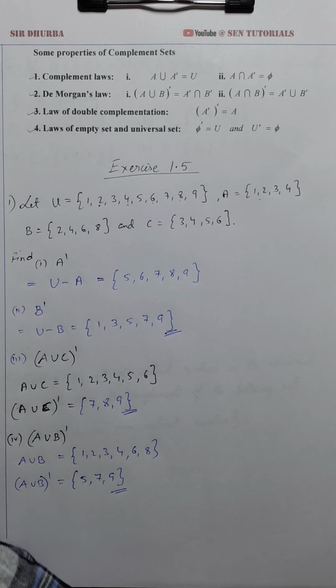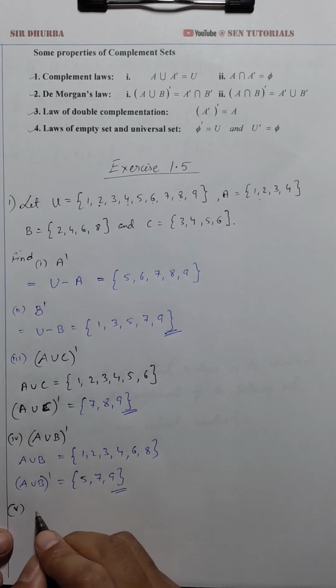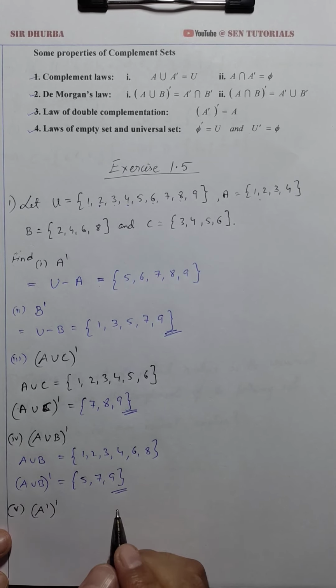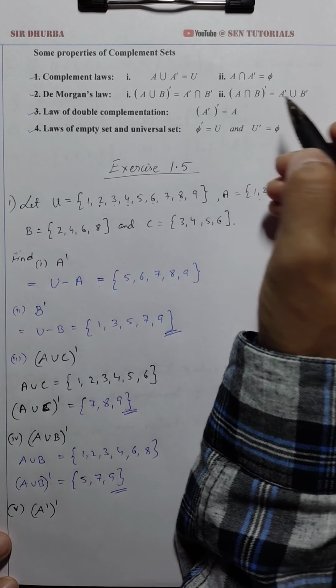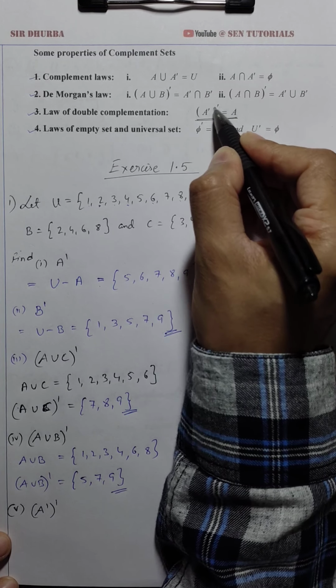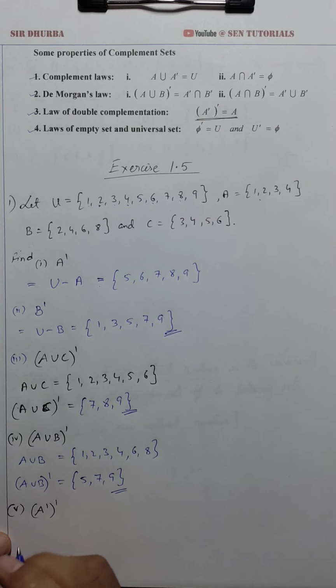Okay, number 5 asks for the complement of A complement. As you can see here, this is the law of double complementation. That is, the complement of A complement will be A itself. Let's prove it with this example.